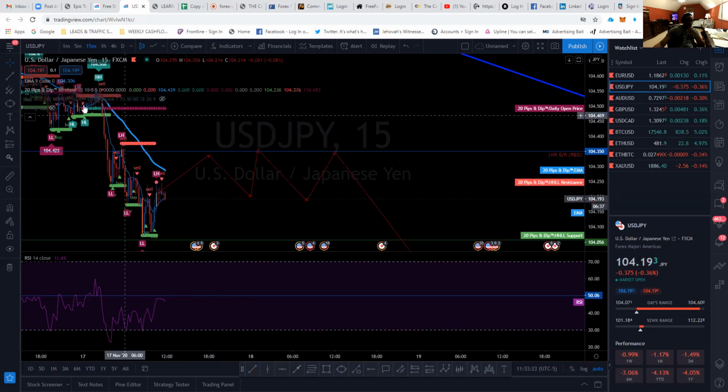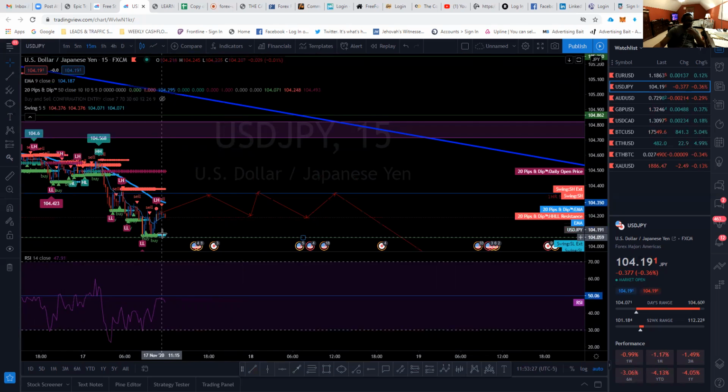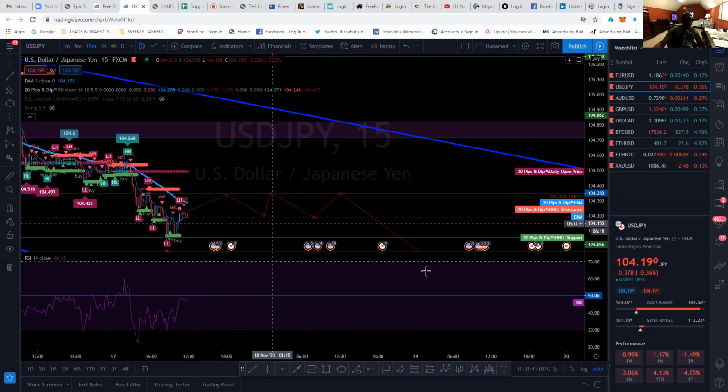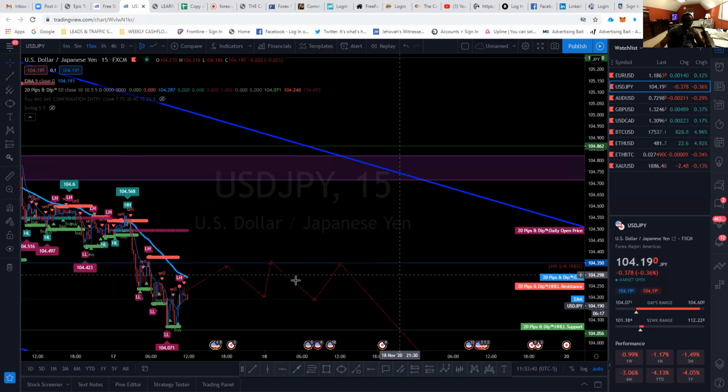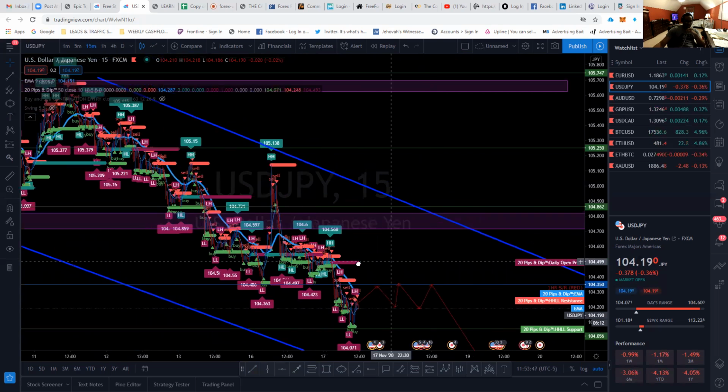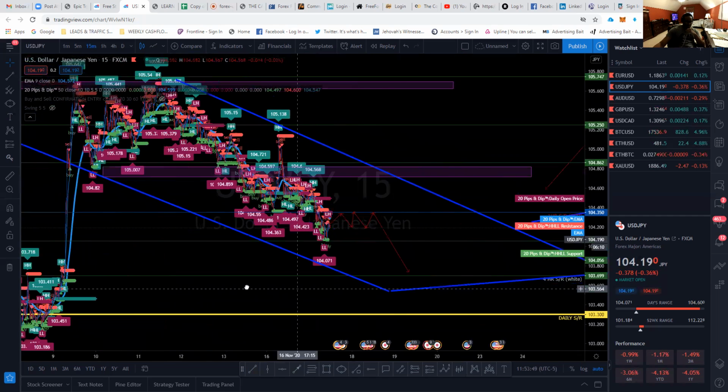Then what I'm going to do at this point is make sure that my lines are lining up with the support and resistance of this indicator along with the 20 pip and dip support and resistance, which it is. So now it looks like it's going to go to the downside. So then what I'm thinking at this point here, I want to try to go in for a very short position. All right, a very short position.